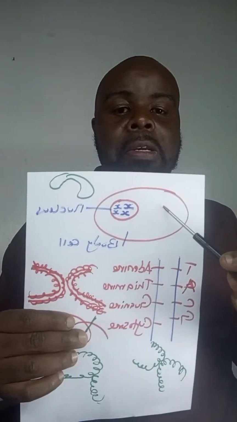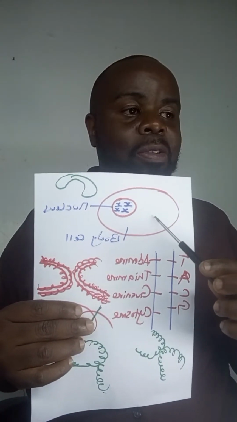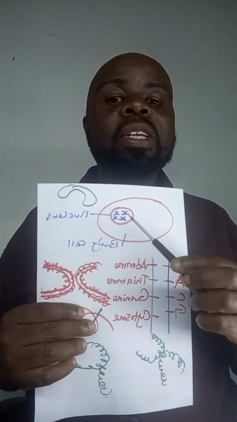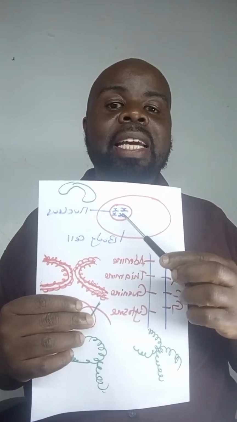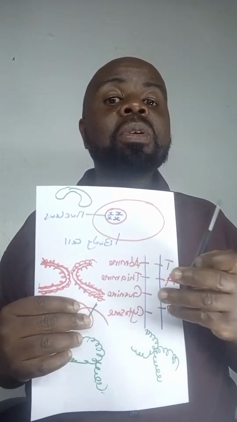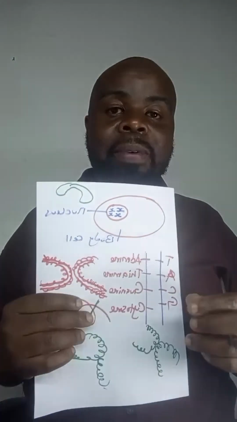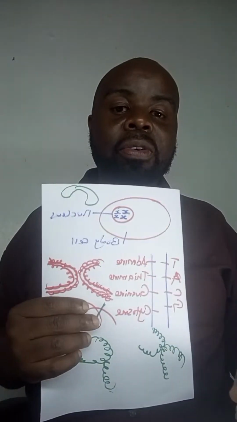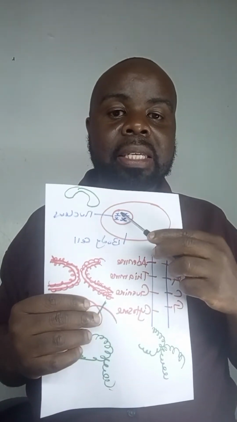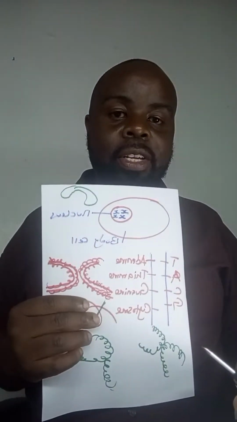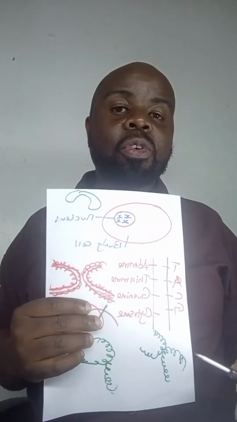Check, this is your cell. This is your body cell. But inside the body cell, it has the nucleus. Inside the nucleus is like the head of the cell. It is the one which controls everything. So these X things are called chromosomes.